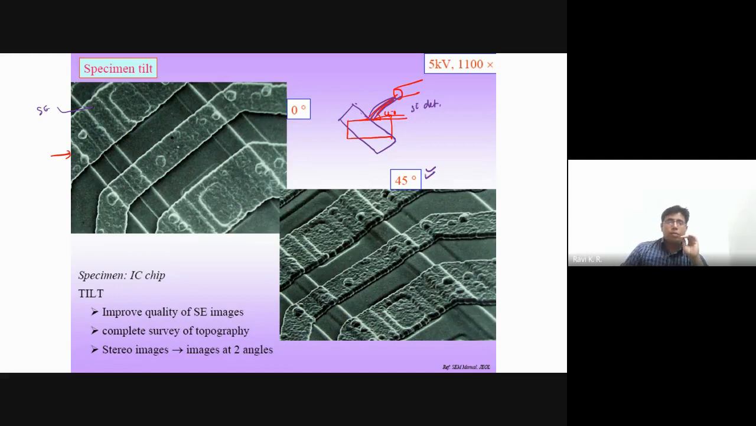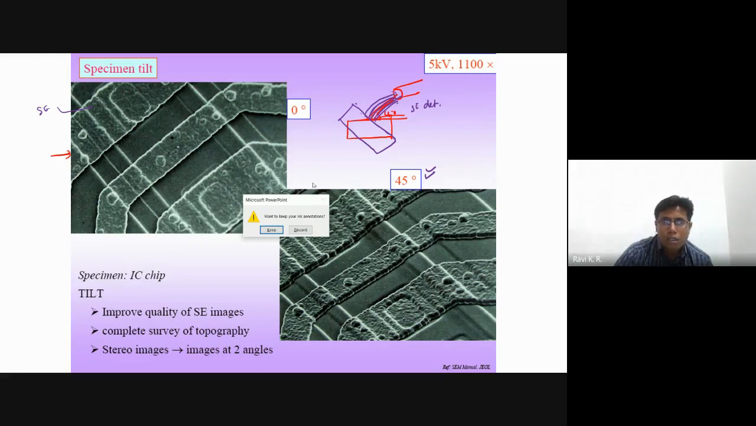You see that most of the secondary electrons are going to the detector in this case. That is why, at the same kV without changing any other parameters, if you really want a better resolution image, you can tilt it. The fundamental understanding is that when you tilt it, you are getting more secondary electrons in this place. If you have any questions, you can ask me. Else we'll go to the next part.